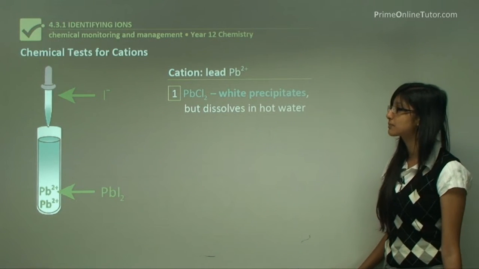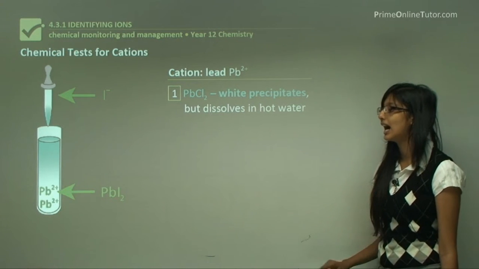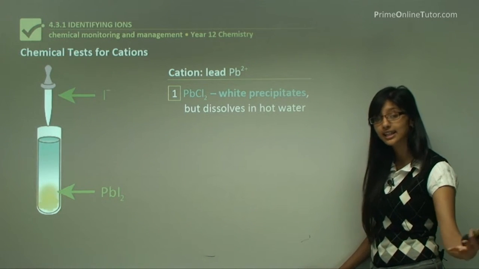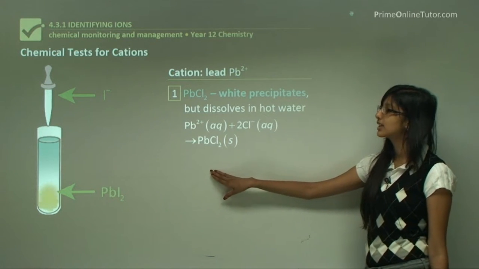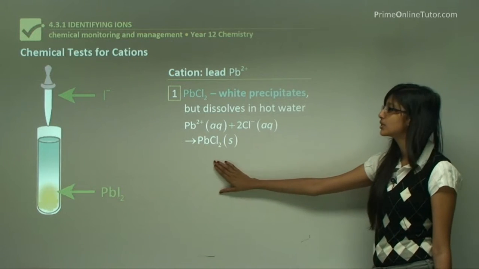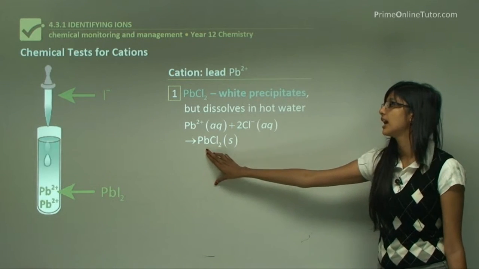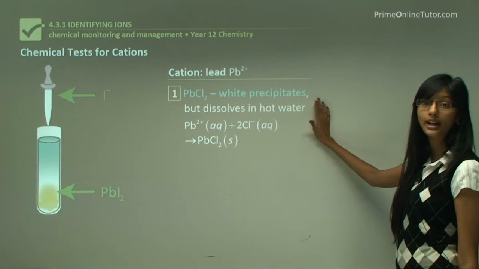Lead forms a white precipitate with chlorine. So when you add chlorine solution to a solution containing lead ions, it should form a white precipitate. So let's look at the reaction. Lead plus 2 chlorine ions should form a precipitate, which is lead chloride, and it's solid, of course, and it should be white in color.